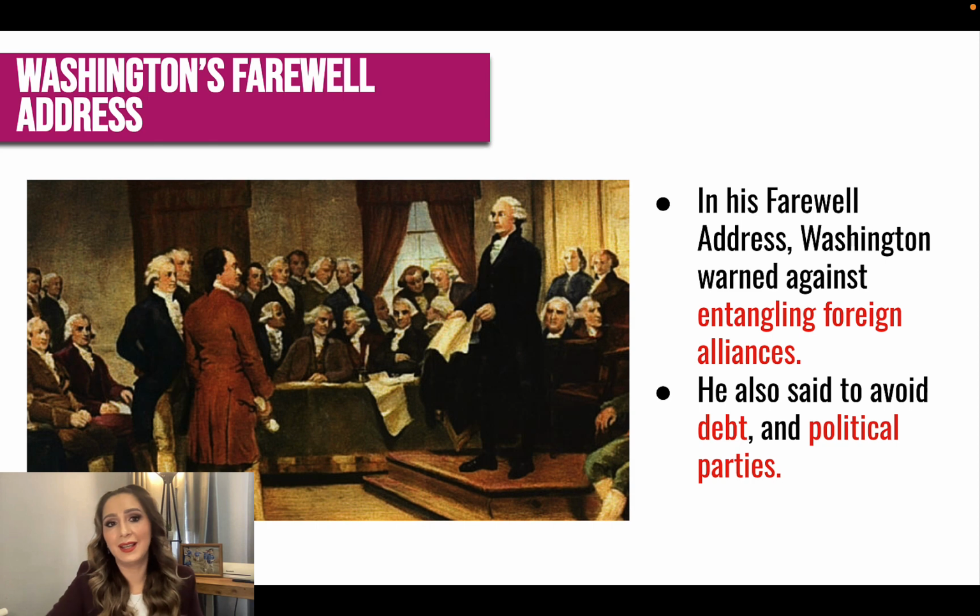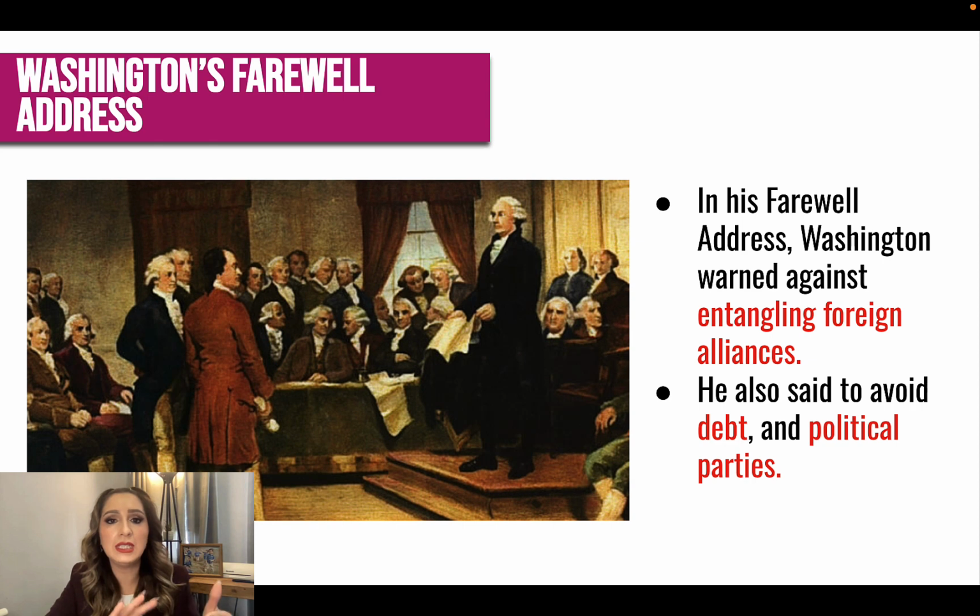Now it's finally time for Washington to say goodbye, farewell. Not because he's getting pushed out, not because there's a rule that says he needs to leave, but because he decided to set the precedents. He decided to say, you know what? After 2 terms, which is a total of 8 years, it's time for me to leave and I need to give someone else a chance to rule the nation. And so in his farewell address, his goodbye speech, he decides to say 3 things.